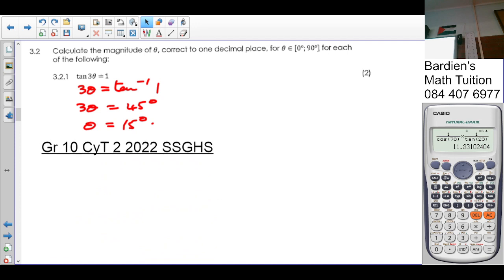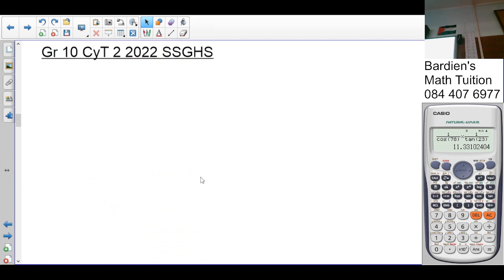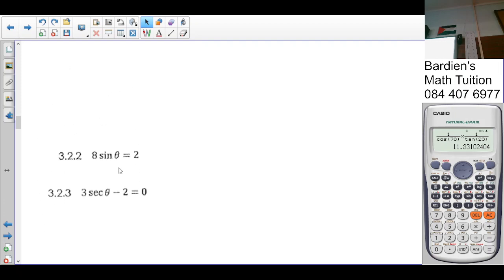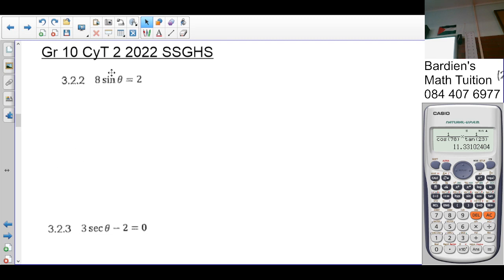Everyone okay with that? People, there was somebody either in this class or in the other class whose calculator was not in degrees. So always make sure your calculator is in degrees. There must be a D on top.